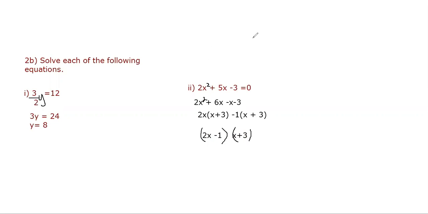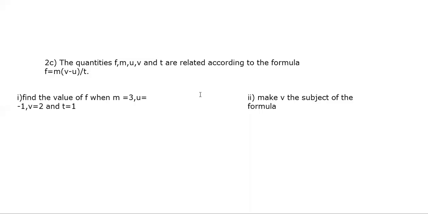The last part of the question. Now, next question. The quantities F, M, U, V, and T are related according to the formula F equals M in bracket V minus U close bracket divided by T. Now, the first question asks you to find the value of F when M equals 3, U equals -1, V equals 2, and T equals 1.